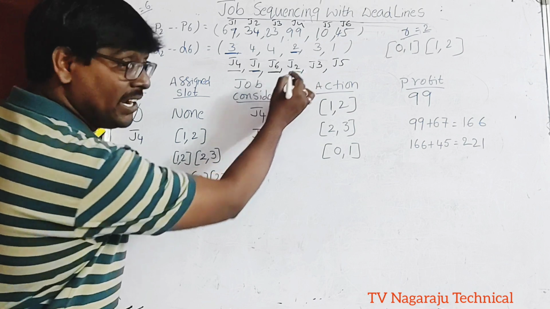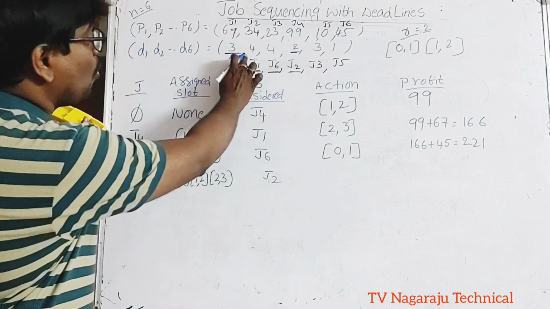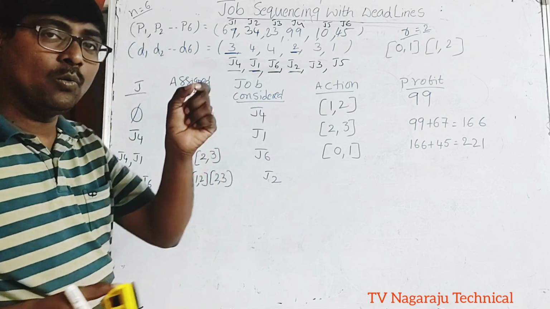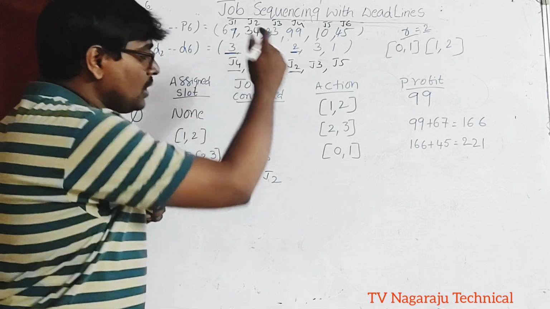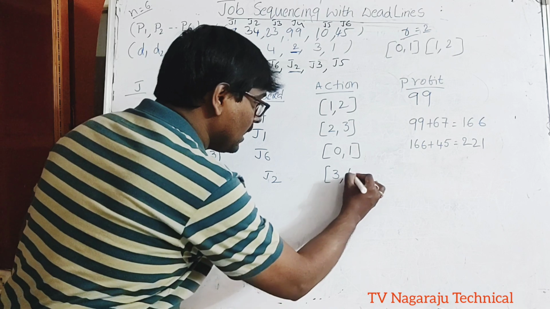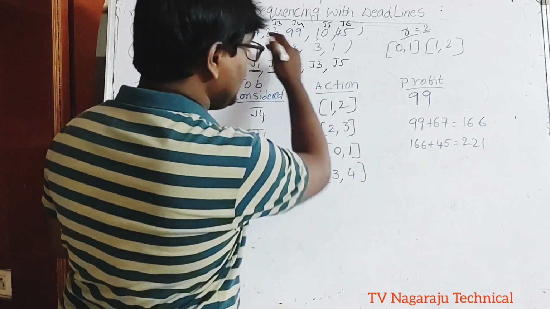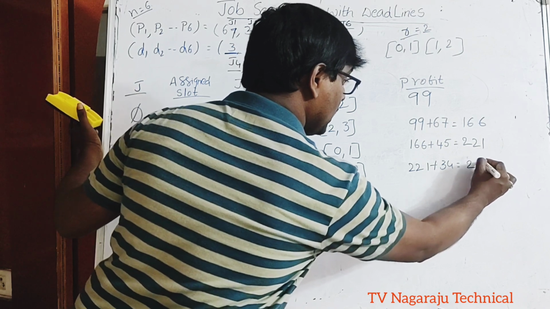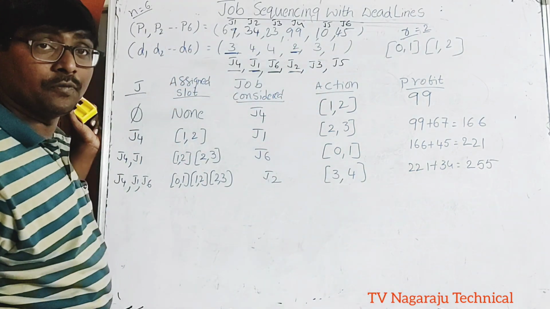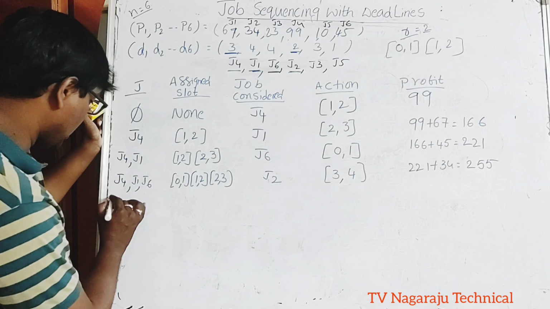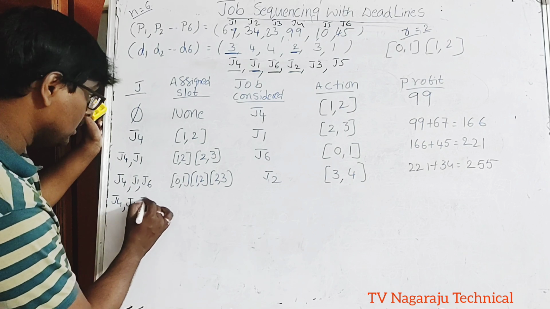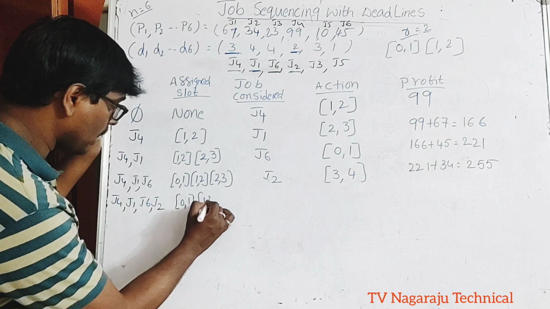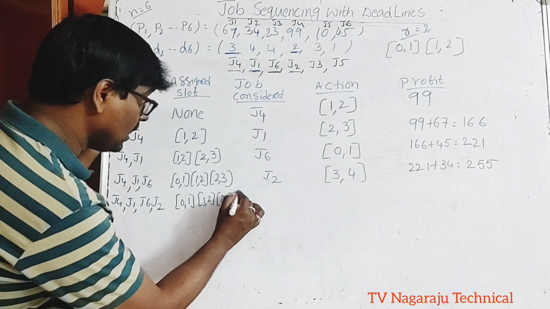Next is J2. What is the deadline? 4. Possible slots are 0 to 1, which is completed, 1 to 2, 2 to 3, all completed. Since the deadline is 4, you consider 3 to 4. 211 plus 44 means 255. Now J4, J1, J6, J2. The allotted slots are 0 to 1, 1 to 2, 2 to 3, 3 to 4.